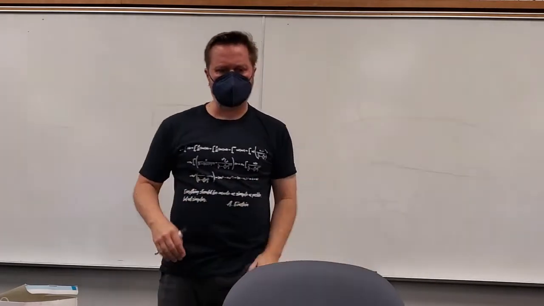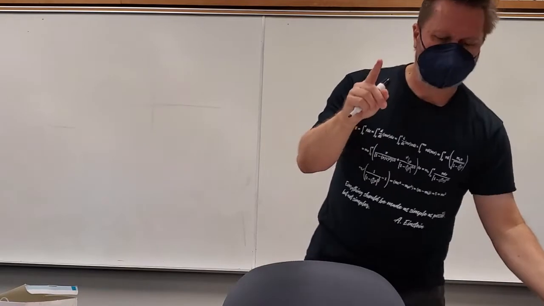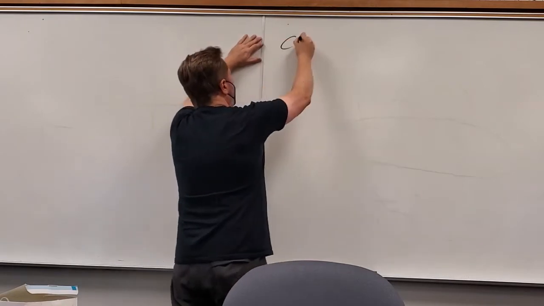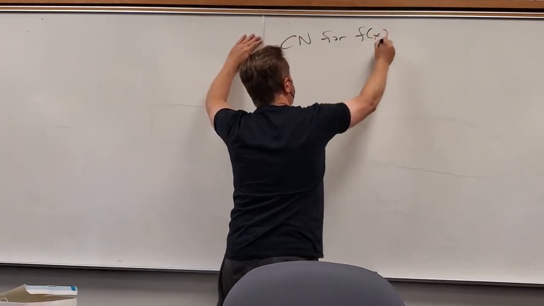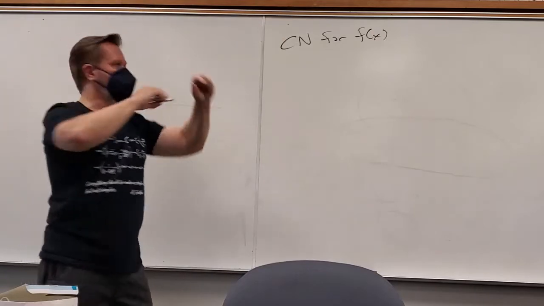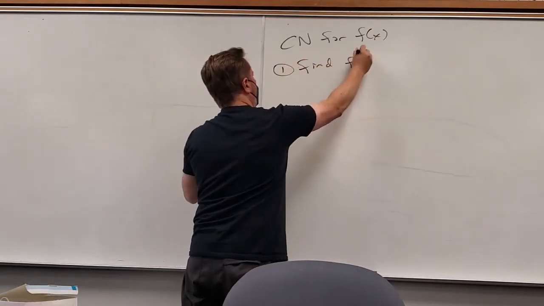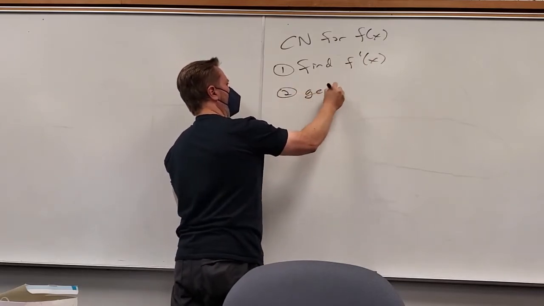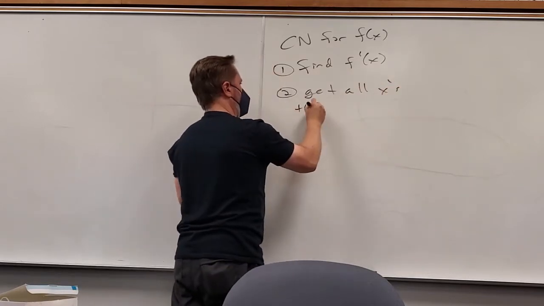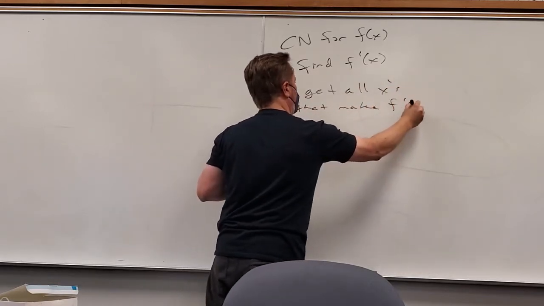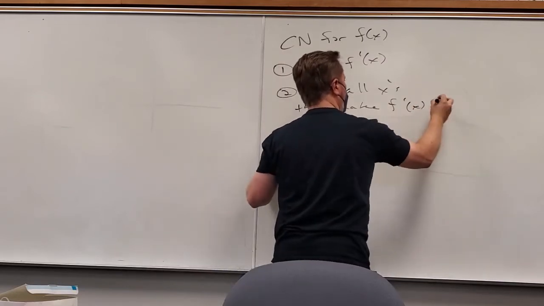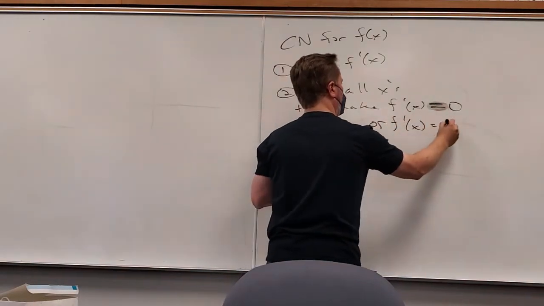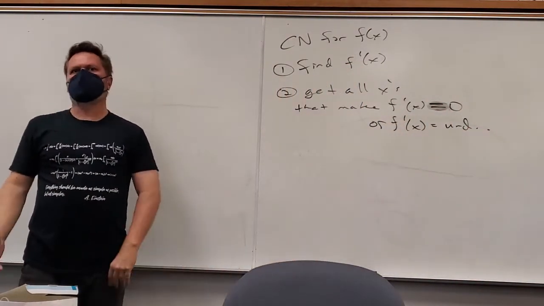Okay, like I promised, I've got a handout. I want to do a quick little review. We basically just did the review. So, critical numbers for a function, what are the steps to find them? One, find f prime. Two, make it equal to zero. Get all x's that make f prime either equal to zero or undefined. Right. And that's how you get your list of critical numbers.